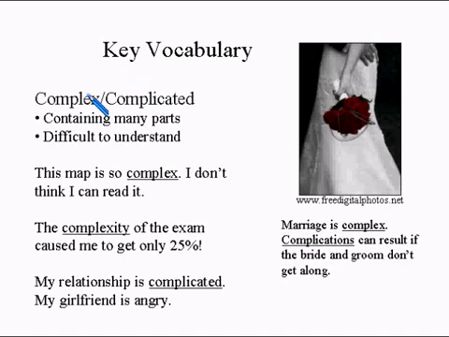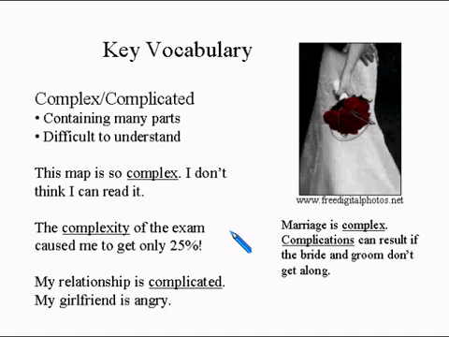More key vocabulary. Complex or complicated. If something's complex or complicated, it means it's containing too many parts, or it's difficult to understand. So for example, this map is so complex, I don't think I could read it. If you have a map that's confusing, you could say it's complex. It's too much detail, too much information for you to handle.